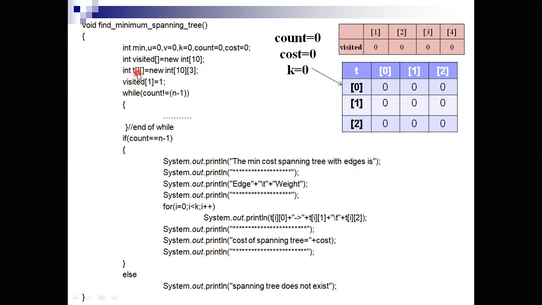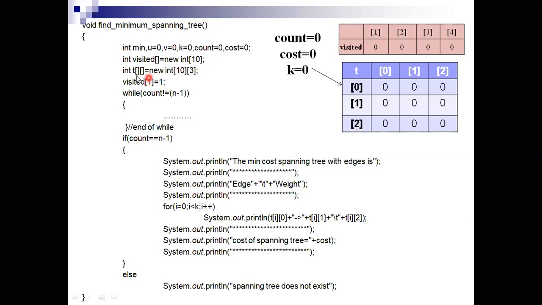Int t, I have t is a 2-dimensional array. Can you see? T is a 2-dimensional array, wherein the number of columns is 3. So I have just written t, number of columns is 3. So 0, 1, 2, that's all. 3 columns I have. Number of rows is 10. So I have just taken only 3 rows. Why? Because I need to select only 3 edges.